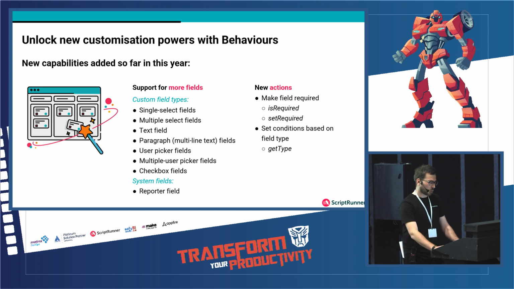In addition to everything that I have shown on the previous slide, so far this year we have unlocked a number of new customization powers for behaviors users. As you can see here on this slide, you can now configure behaviors on even more fields, including 7 custom field types: the single and multi-select fields, the text and paragraph fields, user picker and multi-user picker fields, as well as the checkbox fields. The reporter system field is also one of the latest additions to this list. Lastly, behaviors now also enables you to create more conditions to apply on all of these fields, such as making a field required and setting conditions based on the field type.